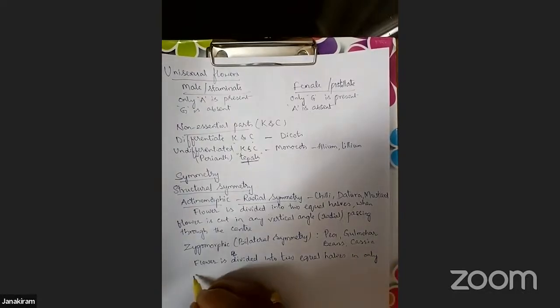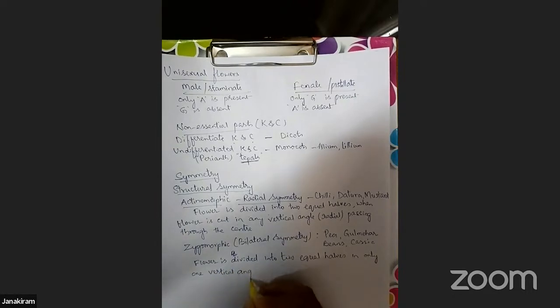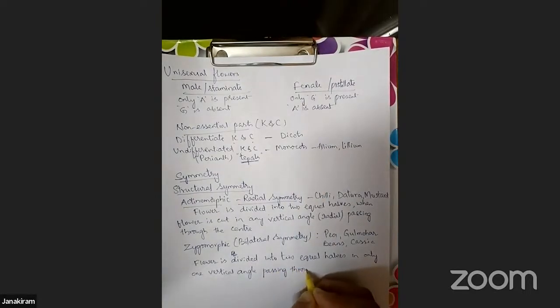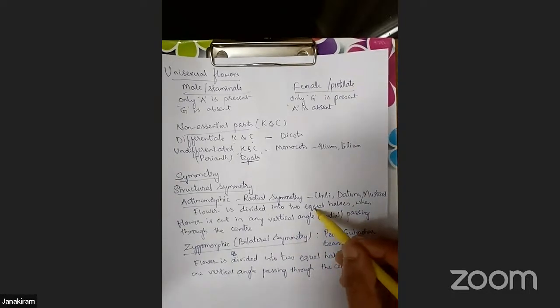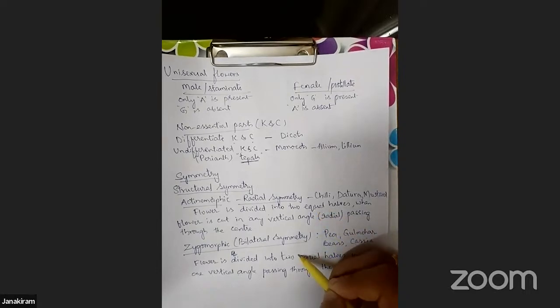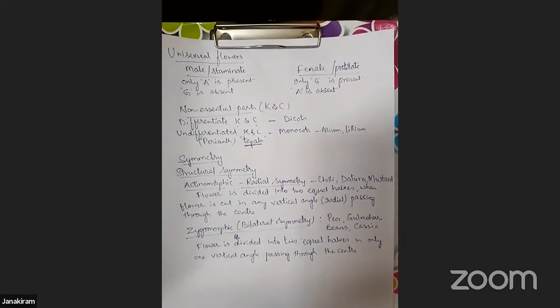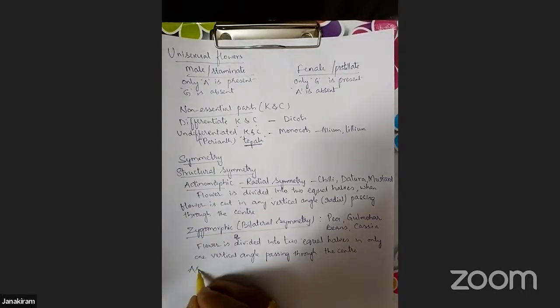In this one, the flower is divided into two equal halves in only one vertical angle passing through the center. That means if you try to cut the flower in another vertical angle, we will not get two equal halves. So that is the difference between the actinomorphic flower and the zygomorphic flower. In actinomorphic we get two equal halves in any vertical angle, but here we get two equal halves only in one vertical angle. That type of symmetry is called bilateral symmetry, and such flowers are called zygomorphic flowers. Then coming to the third one, asymmetric flowers.